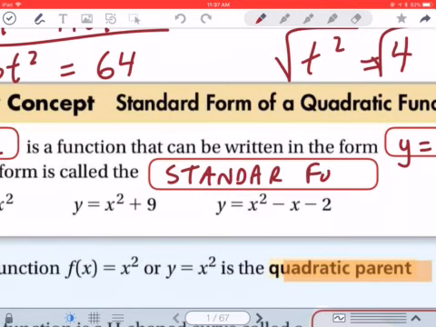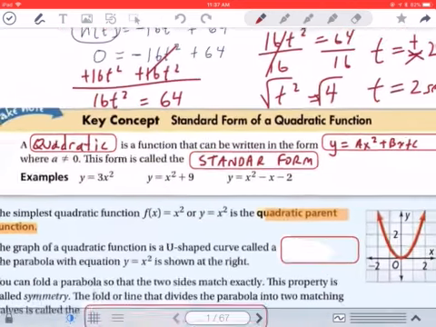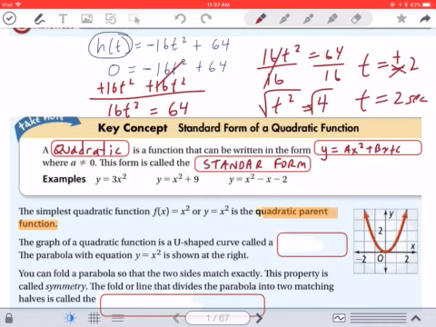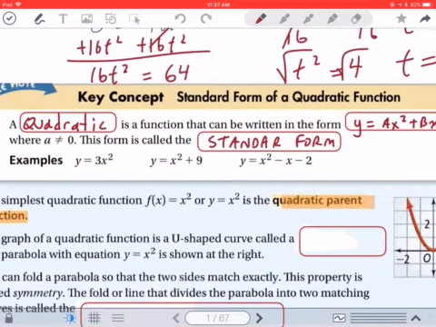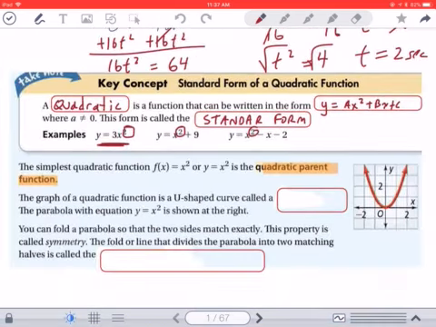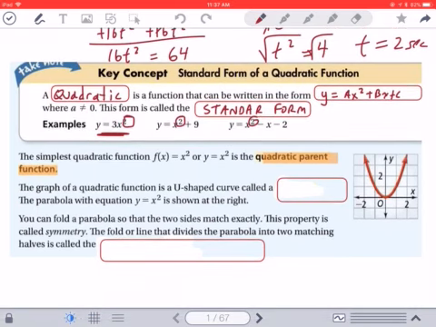So the standard form for a linear equation was ax plus by equals c. A quadratic equation still has a, b, and c, but it's ax squared plus bx plus c. All right, so these are all examples. As long as there's a 2 here, and that is the highest exponent, it's going to be a quadratic equation. There's a couple other little things that we'll learn, but it's going to be a quadratic equation. And the simplest quadratic equation is y equals x squared.